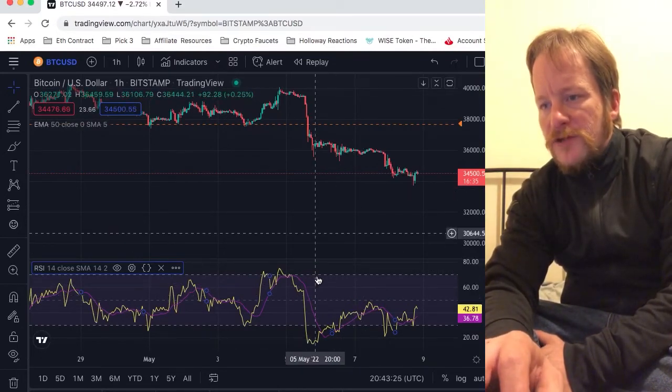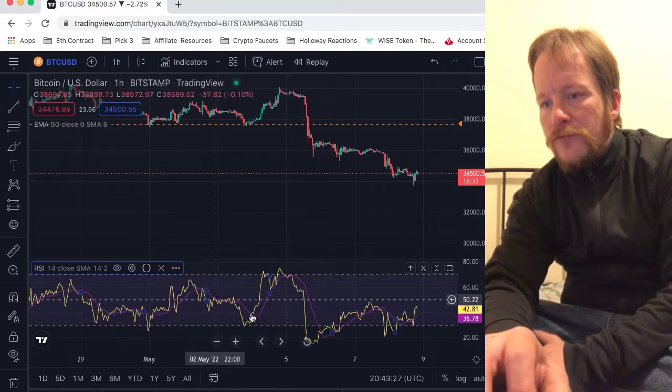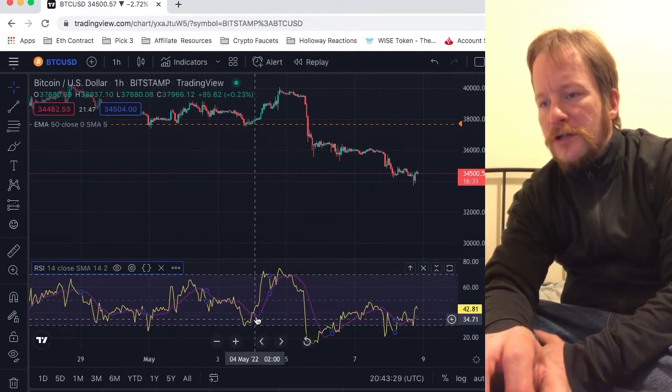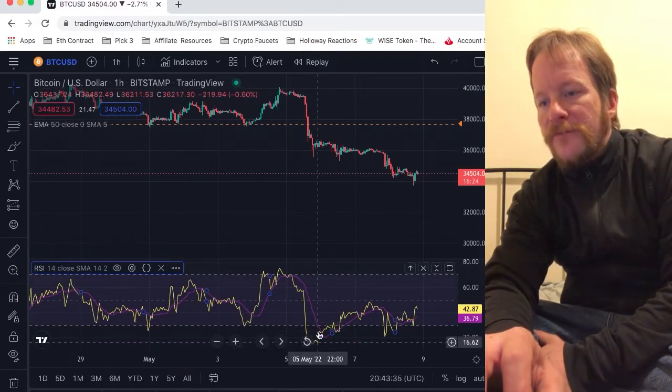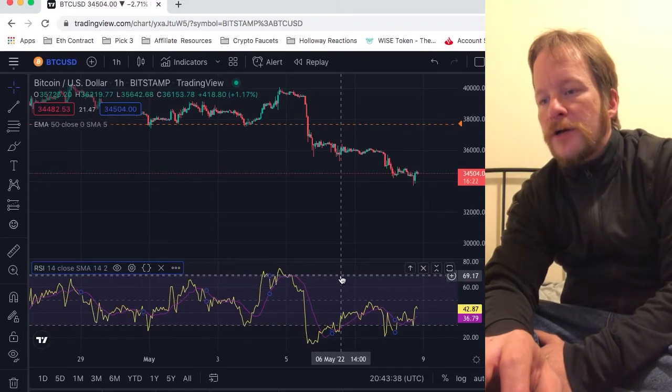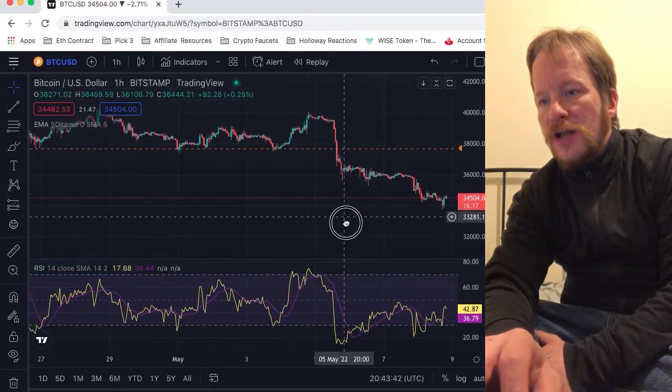Basically, you make your judgment calls based off of where the RSI is. So if the RSI is on the bottom, it's a good time to buy. If it's way here at the top, it's a good time to sell. I'll give you a couple of examples.